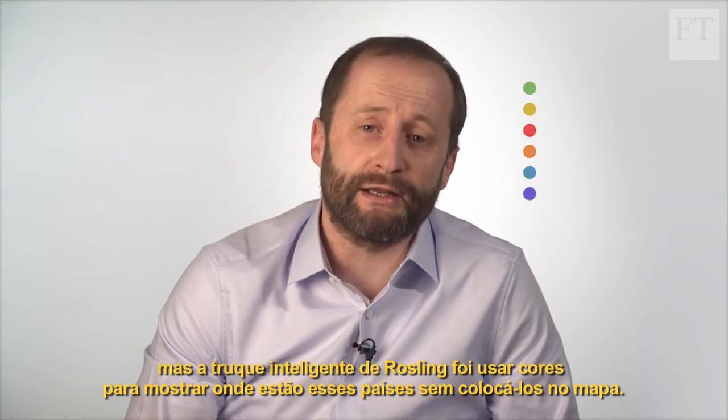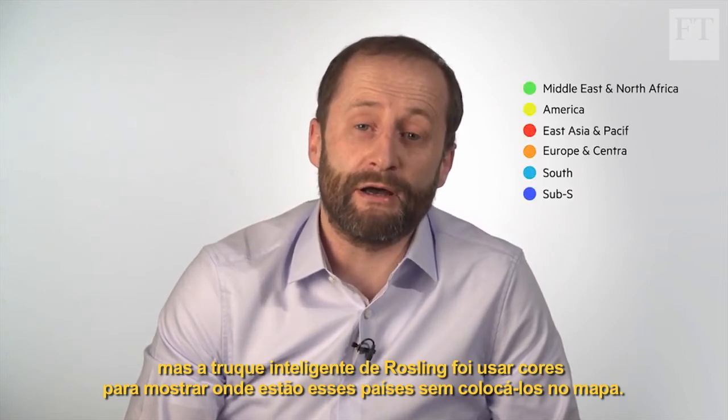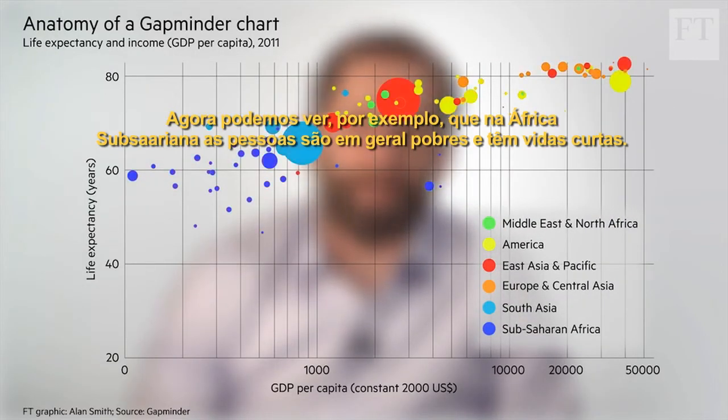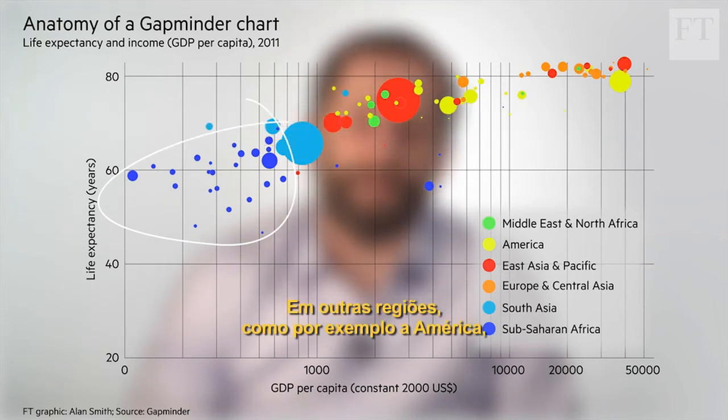Being able to see the size of country populations is useful, but a clever twist of Rosling's is to introduce colour to show us where those countries are without putting them on a map. Now we can see that, for example, in sub-Saharan Africa, people are generally poorer and lead shorter lives than in other regions, for example, America.